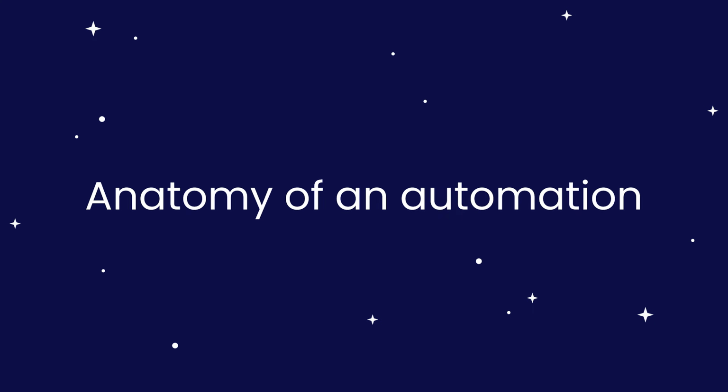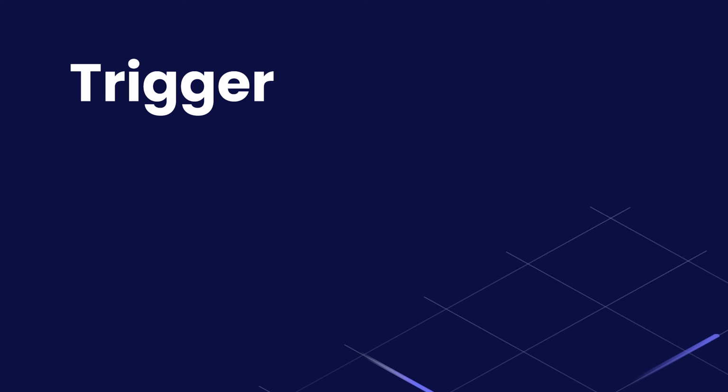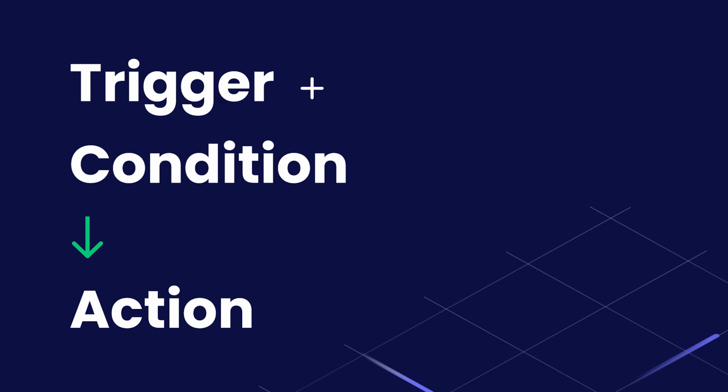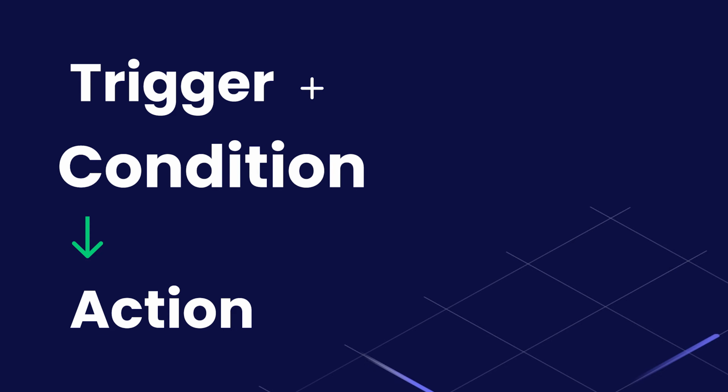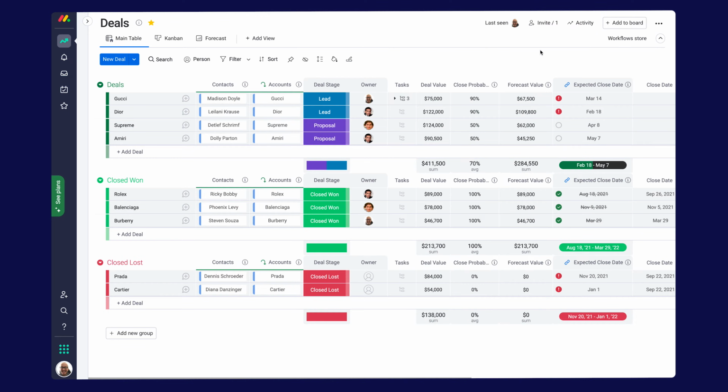First things first, let's go over the anatomy of an automation. Each automation consists of a trigger, a condition, and an action. So when this happens and it meets a certain condition, then an action will take place. Pretty easy, right? Okay, let's try our hand at it.